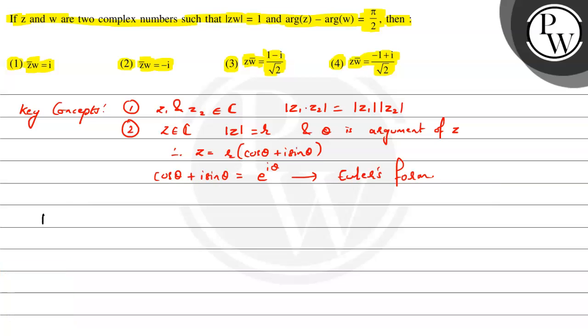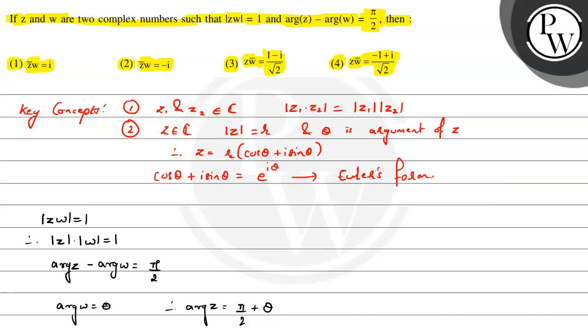In the question we are given modulus of z times w is equal to 1. Therefore we have modulus of z times modulus of w is equal to 1. So modulus of z and modulus of w are each other's reciprocals. Further we are given that argument of z minus argument of w is equal to pi divided by 2. Now we let argument of w be theta. Therefore argument of z is equal to pi by 2 plus theta.